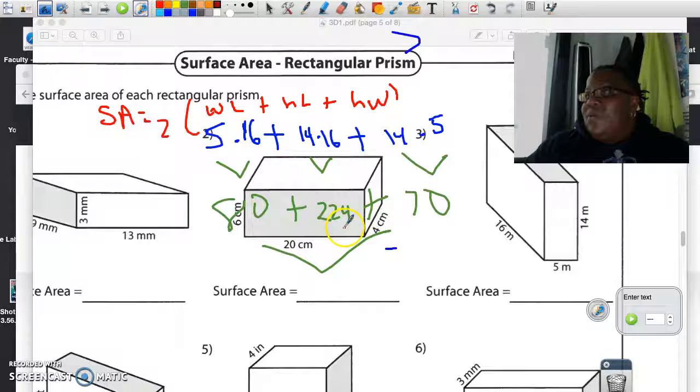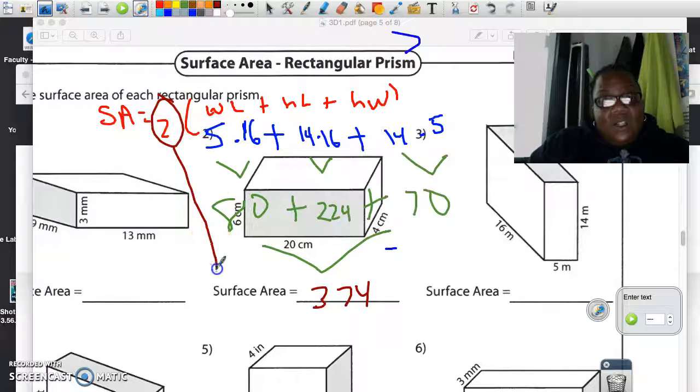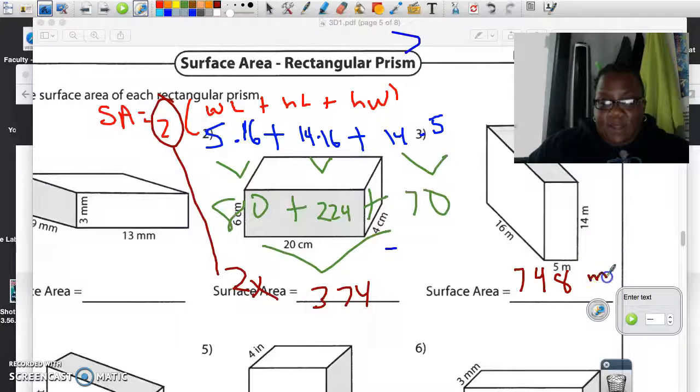What was your total for this part? 374, but we have to multiply that by... Ah, that's right. Don't forget that too. So multiply that by 2. So 2 times 374 will give us 740. That is correct. Answer for number 3, 748 millimeters.